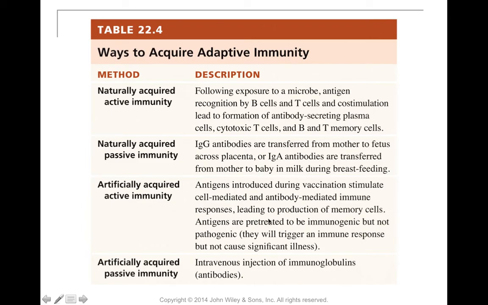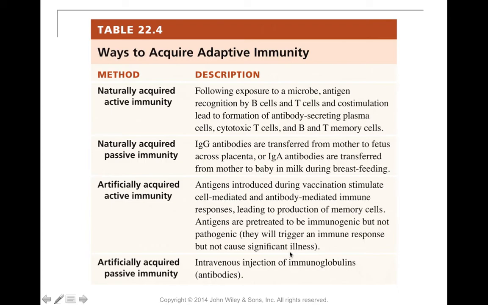Now, antigens are pre-treated. That means that they're going to be immunogenic but not pathogenic, which means that they will trigger an immune response but not cause a significant illness. What do I mean by significant illness? Well, pathogenic would be something that would be the actual virus itself, a native virus. But our antigens are going to be something that I mentioned are pre-treated, either just little small parts of the virus or weakened versions of the virus so that it can cause the immune response but not any actual significant illness.